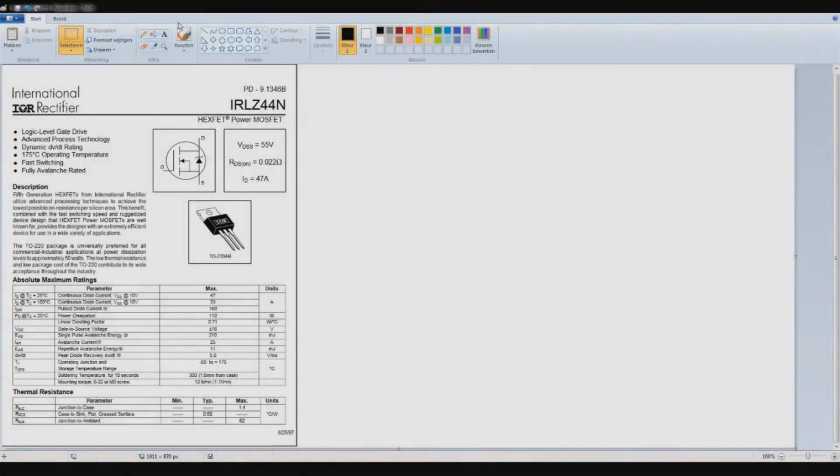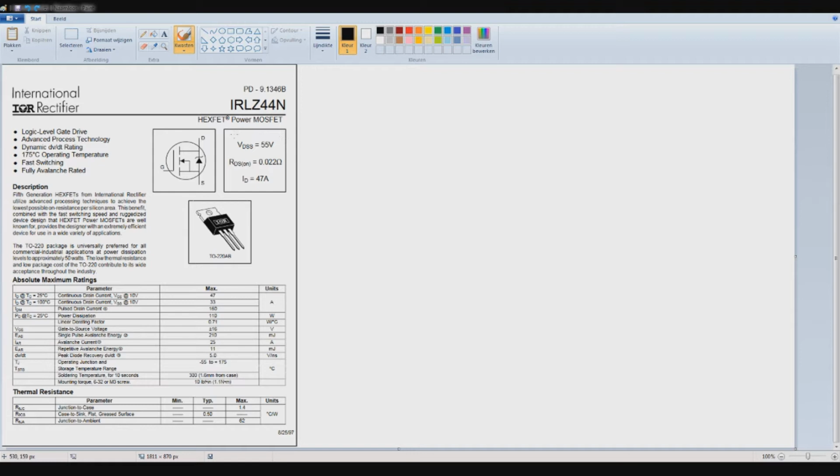Now you will have to excuse me for using Paint, but it's easy to use. So now we're going to take a look at the data sheet, or the first page of the data sheet of the IRLZ44N. Now, what is the first thing we see? We see the company name over here. We see the symbol, and here you can see the diode, which is included.